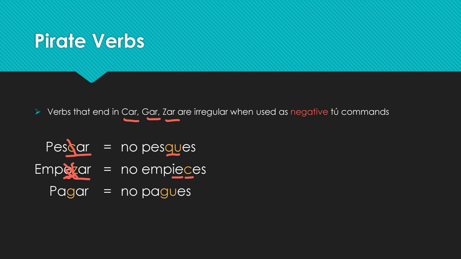The last verb, pagar, to pay, that's an example of a gar verb because it ends in G-A-R. And so I'm going to change the G to a G-U before I add my opposite ending. So it becomes no pagues. Tú, no pagues. Hey, you, don't pay whatever it is that we could be talking about, right? Don't pay the bill. Don't pay him. Don't pay her. No pagues. Right? These are your car, gar, zar verbs.